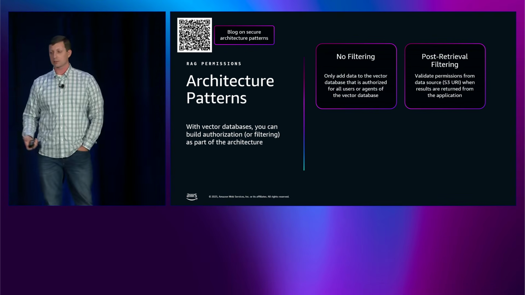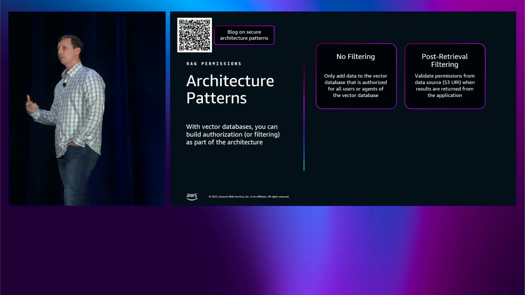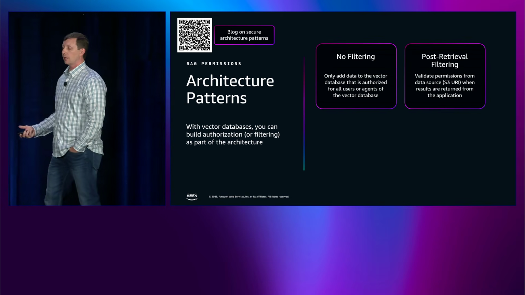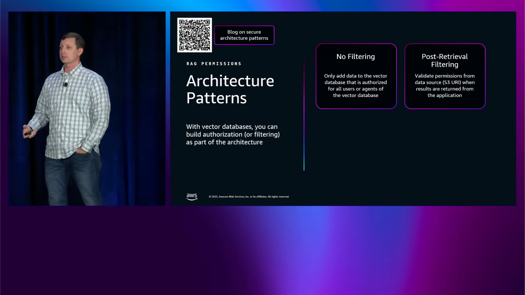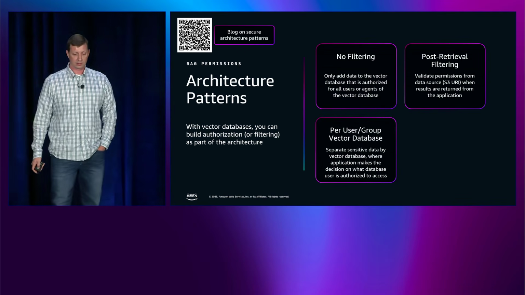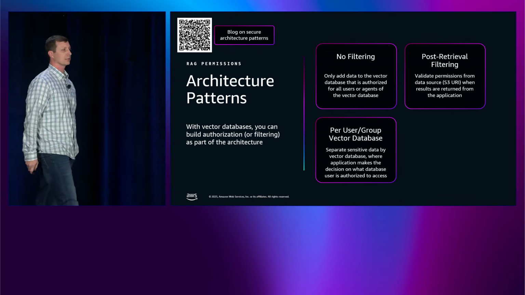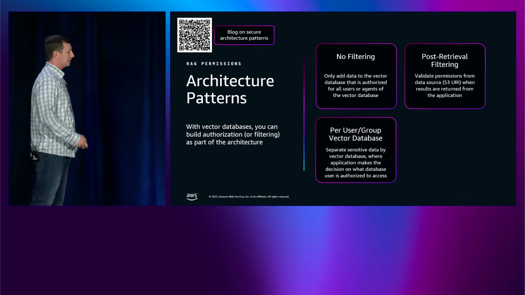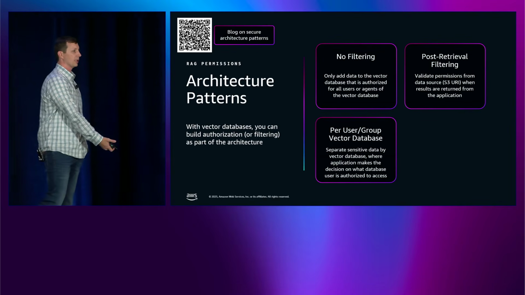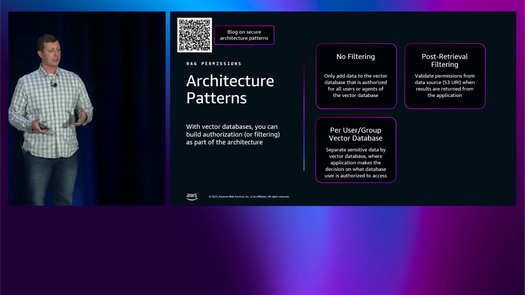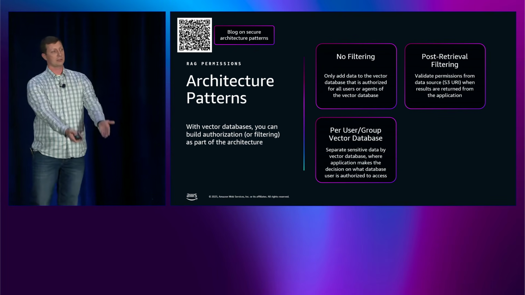So one of the examples, and this is the blog that I wrote, is S3 access grants. If it's coming from an S3 bucket, you can say, okay, does this user with this user identity or does this group have access to what this underlying data source is? You can do things like per user and per group vector databases. And what this is, each group or each user is going to have their separate vector database. So the application is making the decision, should I send this user to this vector database? Should I send this user to this vector database?